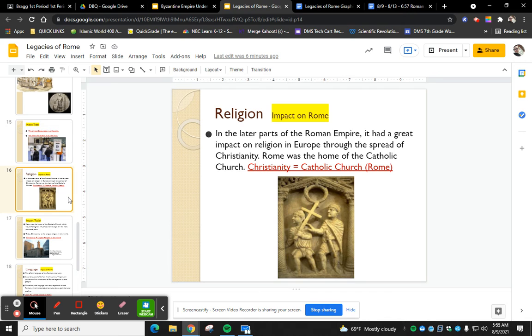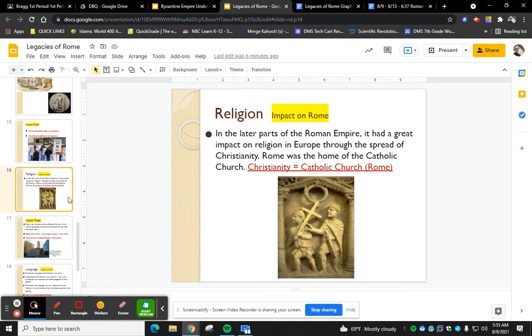Now, religion, again, the impact on Rome. In the later parts of the Roman Empire, it had a great impact on religion in Europe through the spread of Christianity. Let's think back. We know that Christianity was created by Jesus Christ, who was born a Jew. And part of the reason it spread so much was because of Paul, who went to Asia Minor and Greece and Rome spreading Christianity. All right.